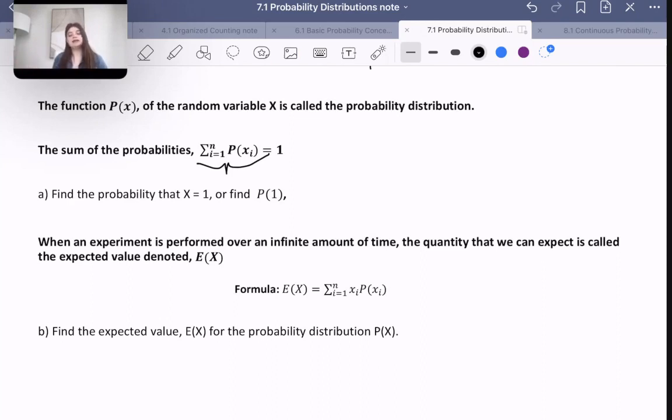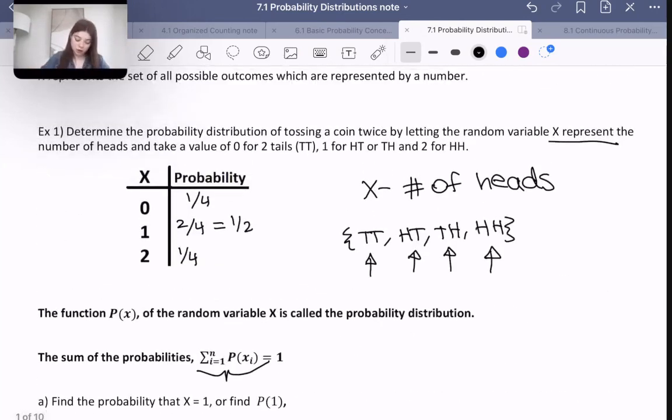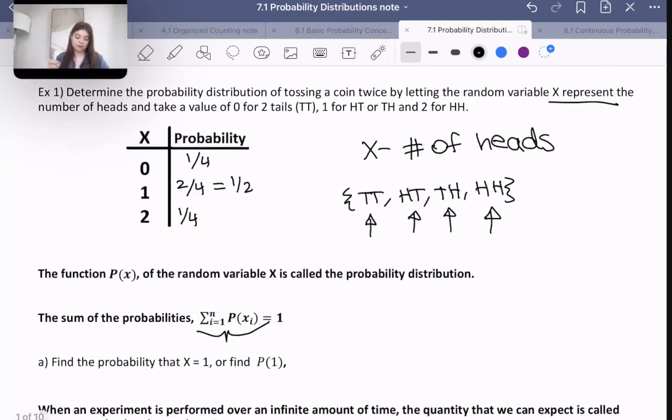And that makes sense, right? Because there is some outcome that is going to happen, and so the probability of some outcome happening is going to be 1, because it's certain that one of them is going to happen, right? And if we go back to our example here, if we add up 1/4 plus 1/2 plus 1/4, we do get 1. And so we know that we've accounted for every single possibility.